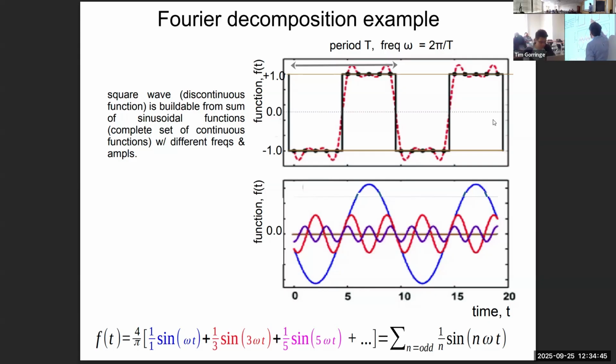The red dashed curve illustrated near the square wave is the sum of the first few terms in the sine wave series. So you see how out of the sine waves, even within a few terms, the square wave is starting to appear. Obviously, it's still smooth, it's not a square wave, but as we add more and more terms, we approximate the square wave better and better.